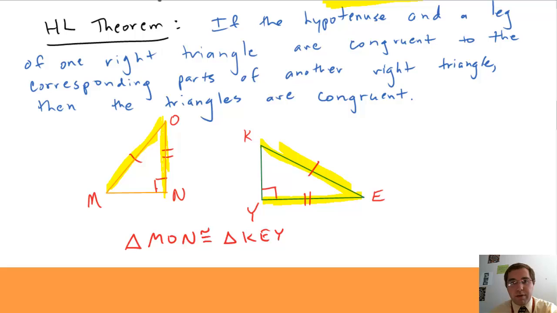That obviously only works for right triangles because only right triangles have a hypotenuse. You'll notice this is the only case in which side-side angle works. It only works for right triangles, and instead of calling it side-side angle, we call it just hypotenuse leg.